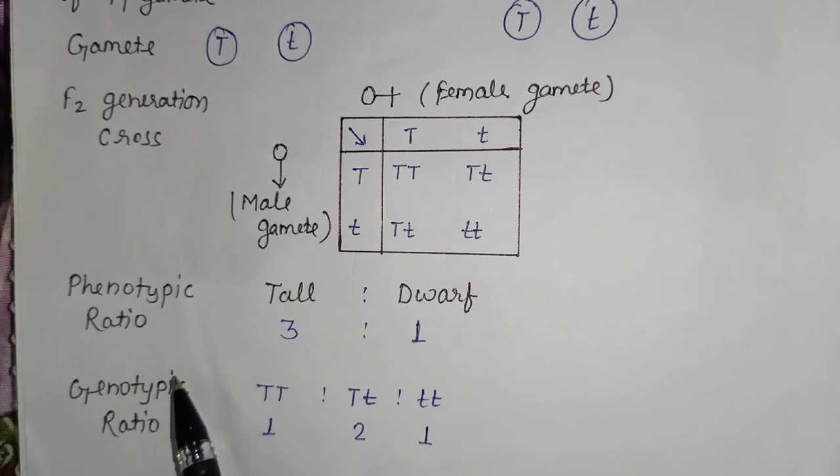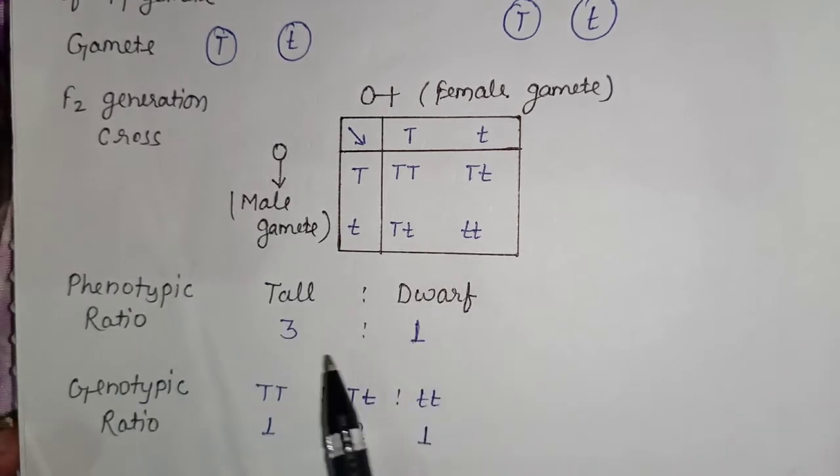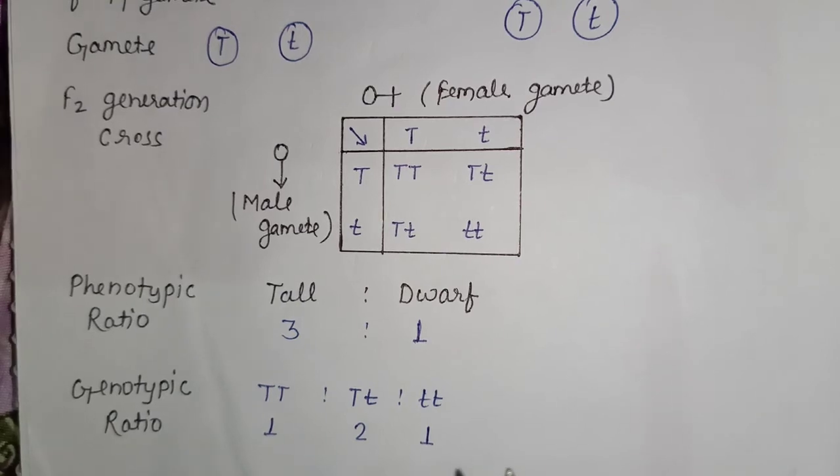Phenotypic ratio represents the physical appearance, but genotypic ratio represents the genes. Phenotypic ratio of monohybrid cross is 3:1. It means 3 tall plants and 1 dwarf plant. In the case of genotypic ratio, the pure tall plant is 1, hybrid tall plant is 2 and pure dwarf plant is 1. So the phenotypic ratio is 3:1 and genotypic ratio is 1:2:1.